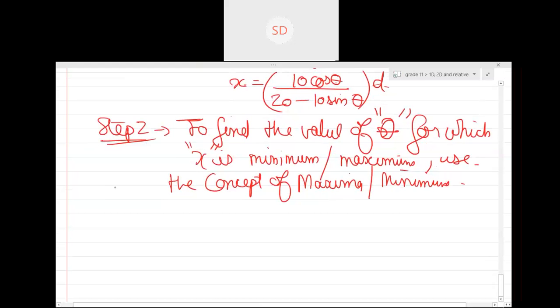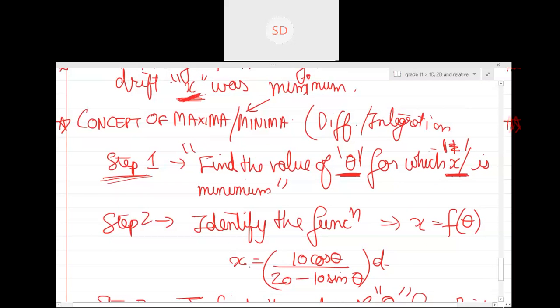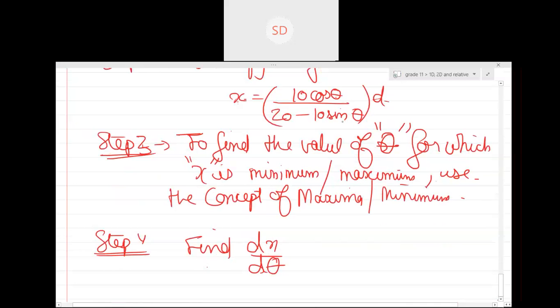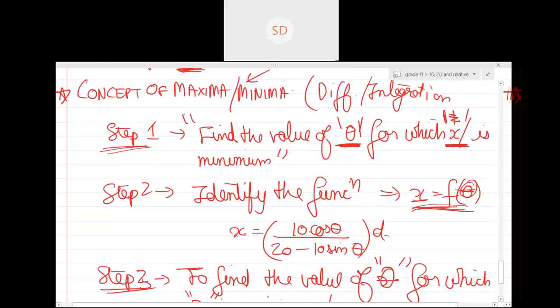So basically, once you're done with step 1 and 2 and 3, just directly use the concept of step 4. Step 4 is find dx by d theta. Why are we finding dx by d theta? Because can you see over here the function of x with respect to theta? You need to find the value of theta for which this x is either minimum or maximum. So find this. Can anyone differentiate x is equal to this for me?